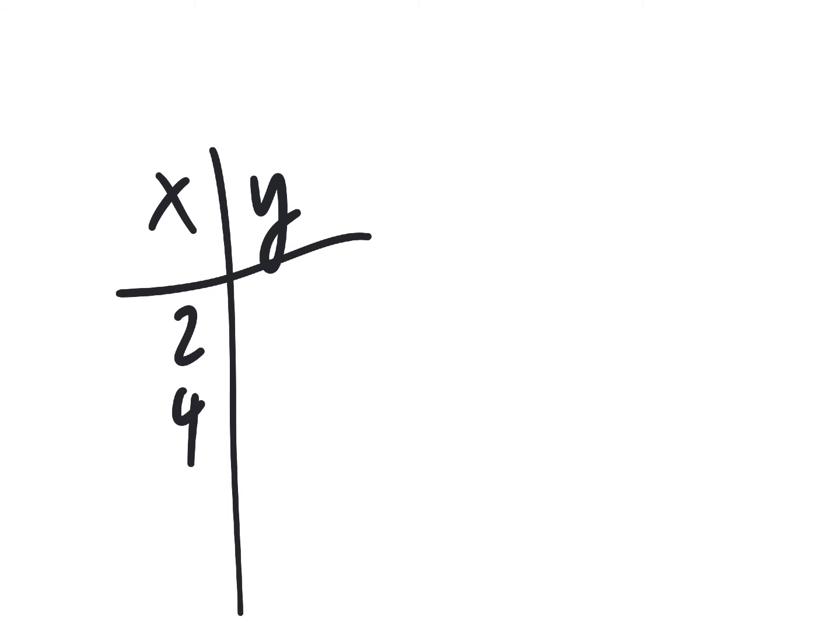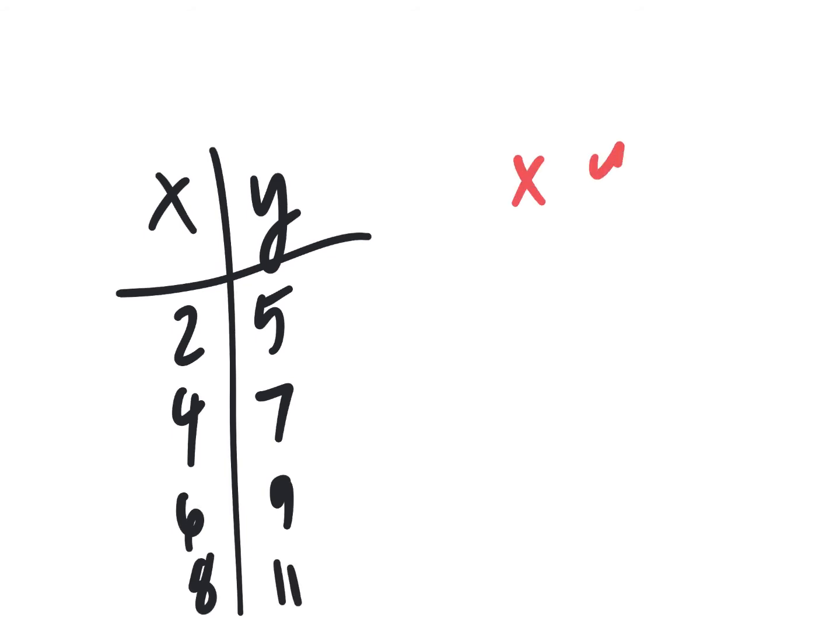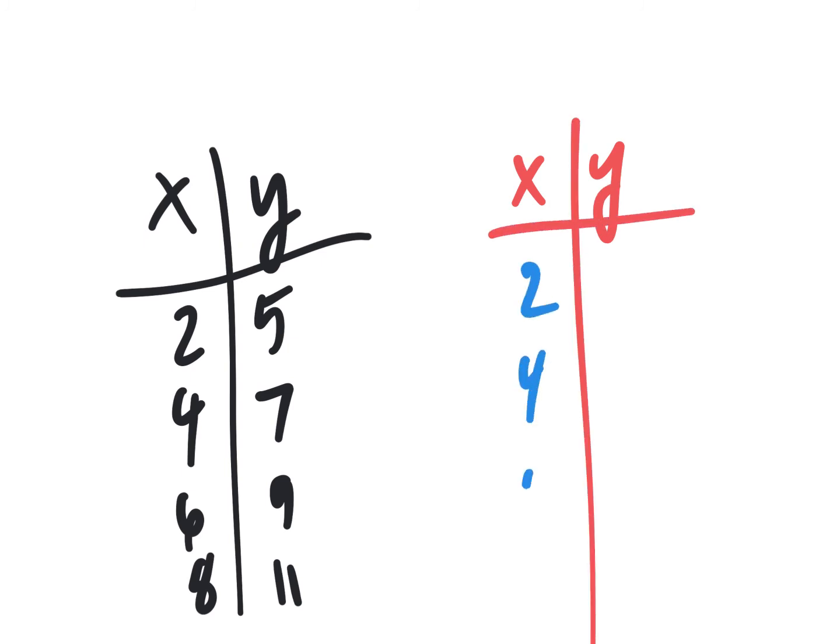All right, let's just do one more like that. So imagine I have an XY chart, and I'll keep it super simple. 2, 4, 6, and 8 goes with 5, 7, 9, and 11. And then I have a new function that's related to the first one. And let's say that the x's don't even change. 2, 4, 6, and 8. And all the y's go up by 2. So 5 turns into 7, 7 turns into 9, 9 turns into 11, and 11 turns into 13.